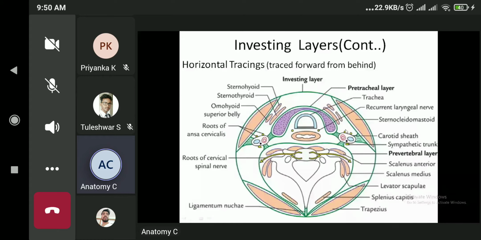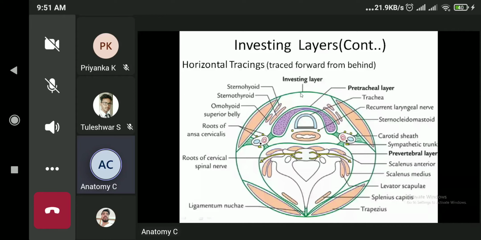So now see here, the investing layer splits to enclose the trapezius muscle. It reunites to form the roof of the posterior triangle. Remember, I repeat, it forms the roof of the posterior triangle. It again splits to enclose the sternocleidomastoid muscle, and at the anterior border, it reunites to form the roof of the anterior triangle. And finally, in the anterior midline of the neck, it gets continuous with its opposite side. This is the horizontal tracing of the investing layer.